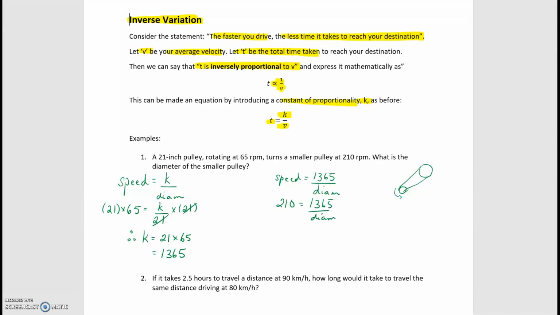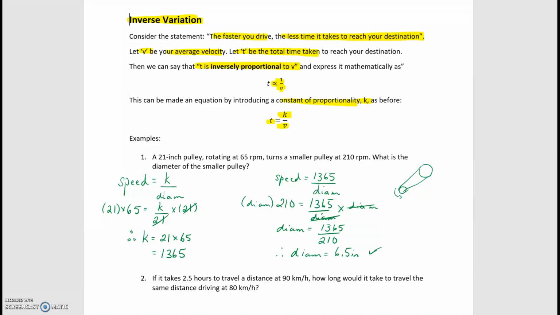Well, we want to make sure that we do this algebraically correctly. So we're going to multiply both sides by diameter. And diameter is now on the left side. Want to get the diameter by itself. So in other words, that 210 is going to get divided out, so it's 1365 divided by 210. And when I do that in my calculator, I get a diameter of 6.5 inches, which makes sense because that pulley was rotating at a higher speed.